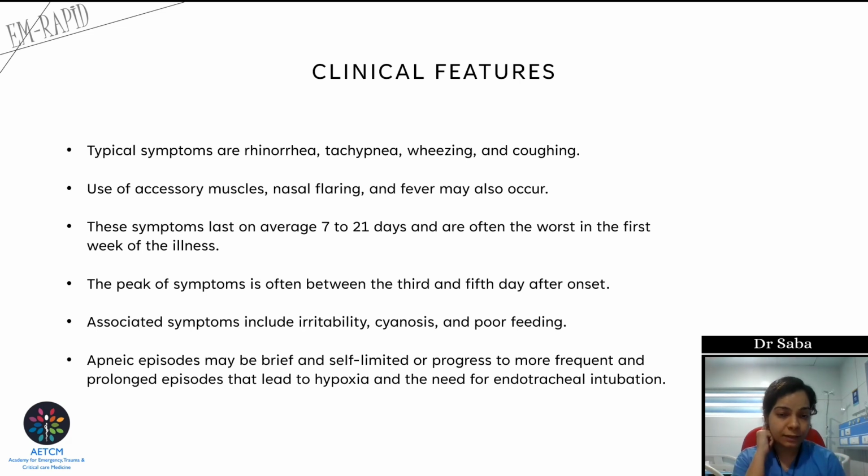Now, these symptoms will generally last anywhere between 7 to 21 days, and they're often worst in the first week of the illness. So the peak symptoms will be somewhere towards the end of the first week, that is the fourth or fifth day after the onset, and the child can become very irritable because of inadequate ventilation and poor feeding. There will be hyperinflation of the chest, and minimal crepitations can also be heard on auscultation.